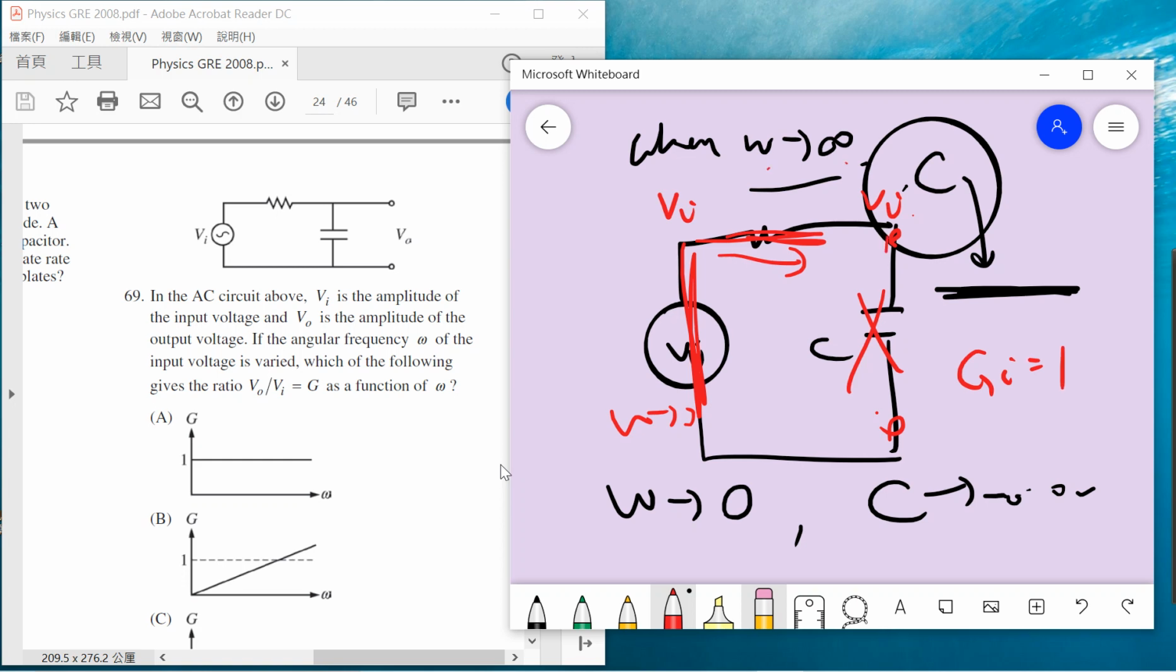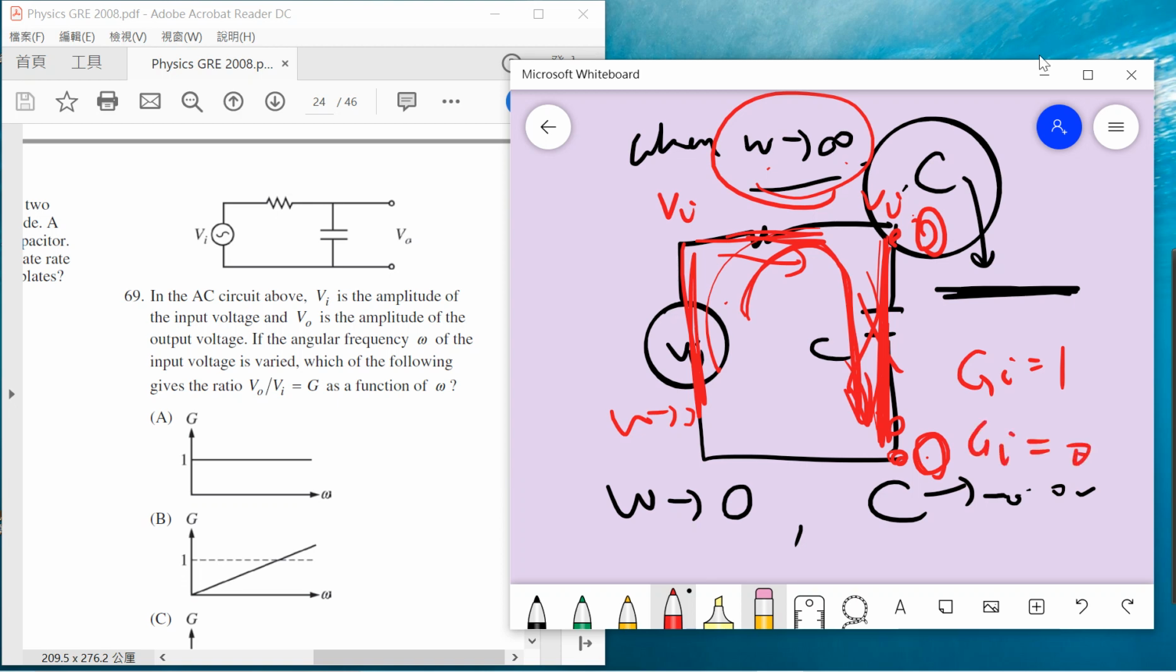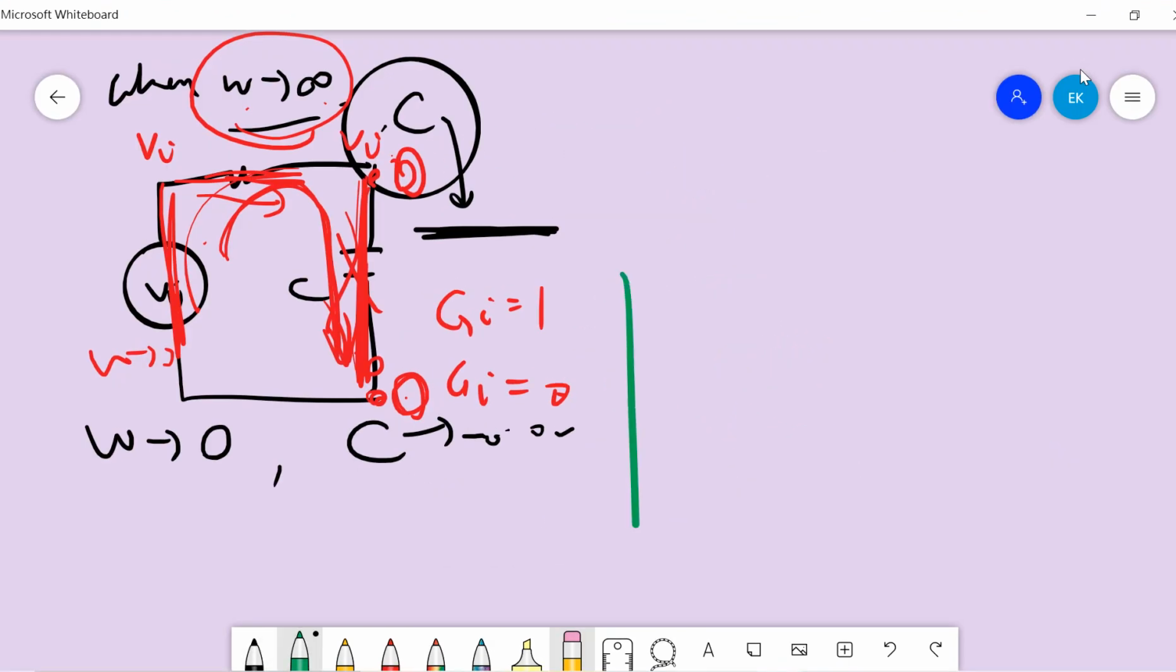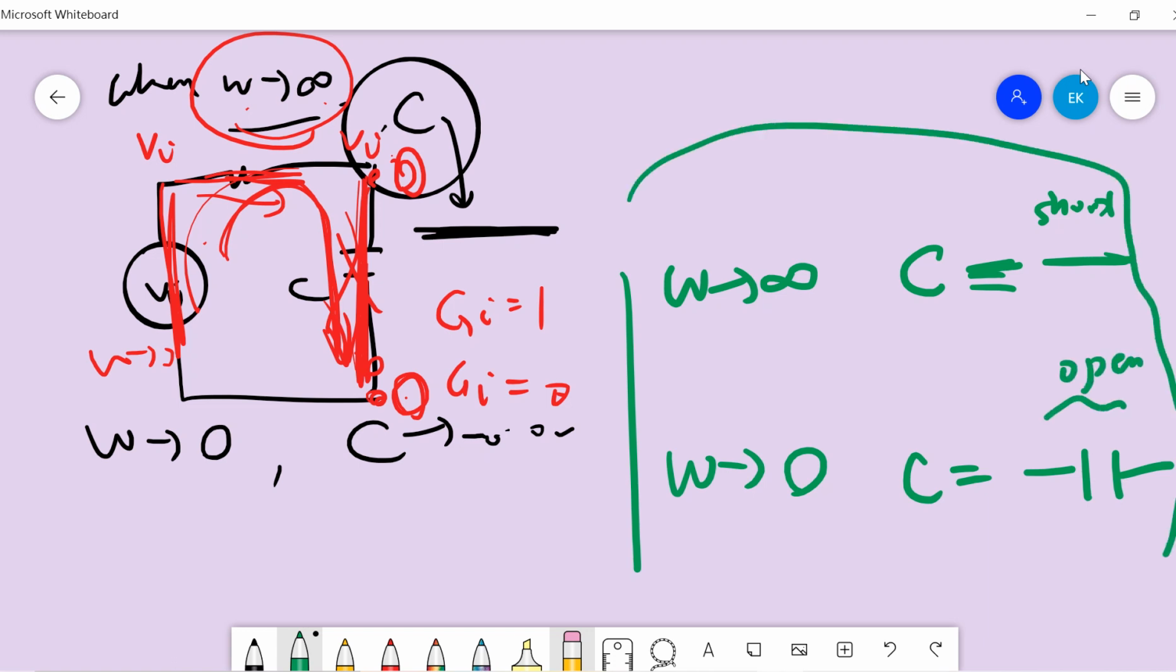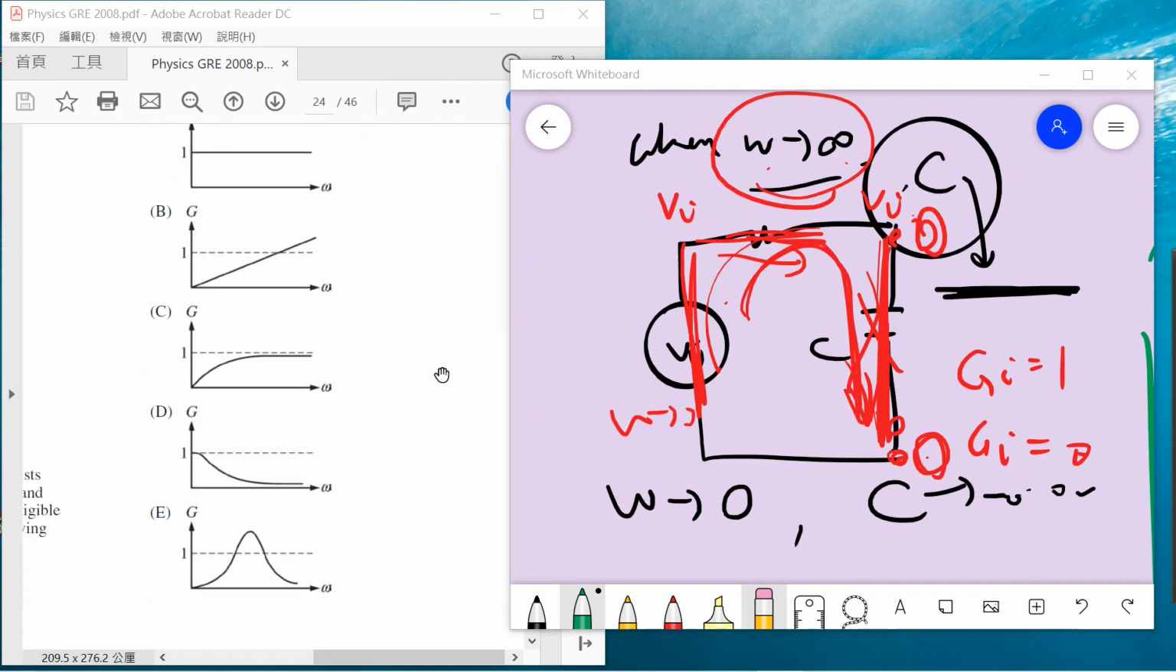When omega goes to infinity, you can view it as a short. So there's a current from here to here, so the potential of this point is 0. There's a current here, and then this is also 0. So when omega goes to infinity, the gain is 0. Let me summarize: when omega goes to infinity, the capacitance looks like a short. When I say short, you can view it as basically a wire. When omega goes to 0, then C looks like open. Once you remember this, you don't have to do any calculation. You can get the answer is D.